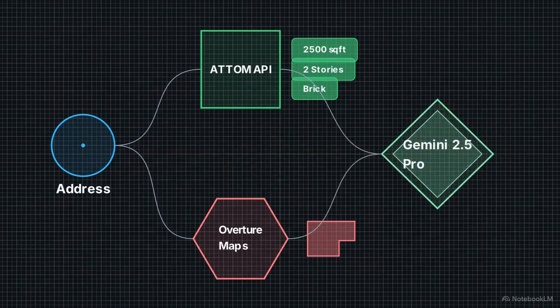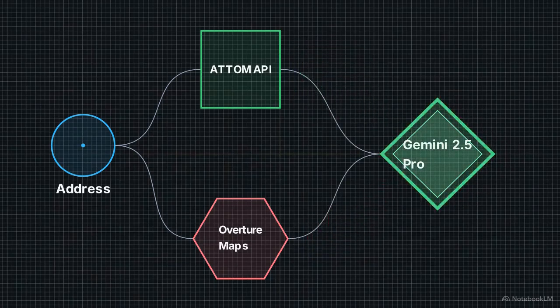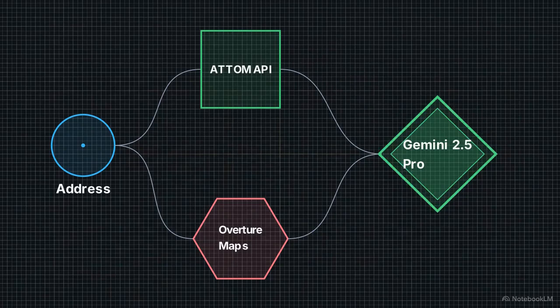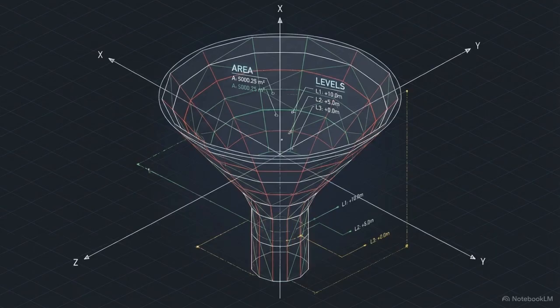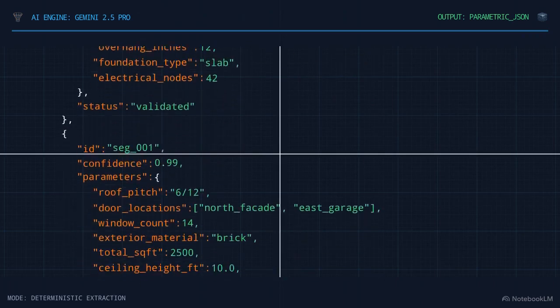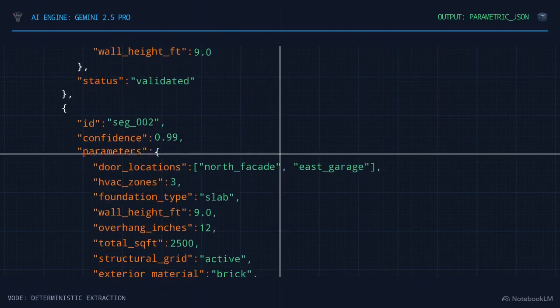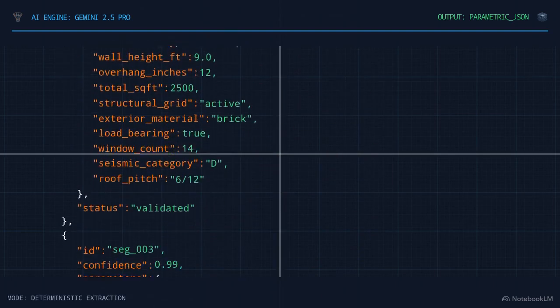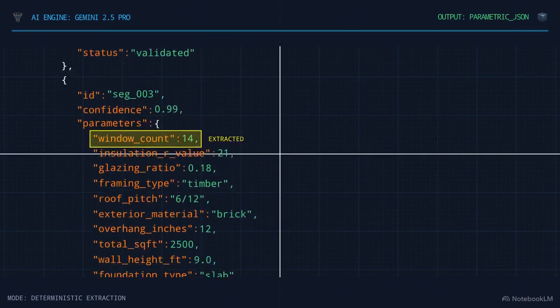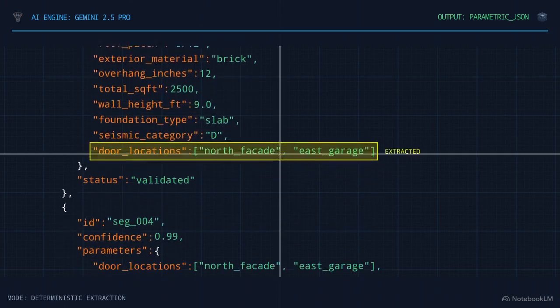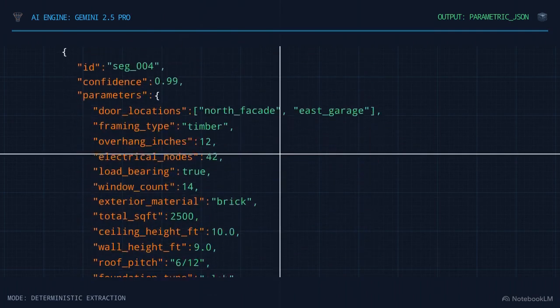All of this unstructured text and vector geometry then feeds directly into a single node, powered by the Gemini 2.5 Pro large language model. The LLM's role here is heavily constrained. It uses those strict real-world facts to deduce missing variables, outputting a structured JSON file that defines exact wall dimensions, window counts, and roof pitches. What emerges from the LLM is not an image or a 3D mesh. It is clean lines of structured JSON code containing highly specific numerical parameters.